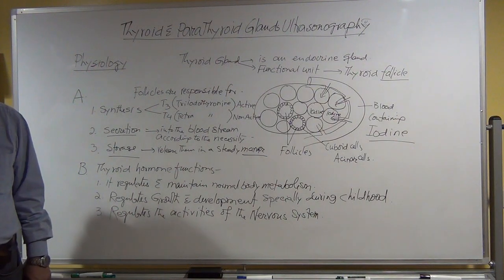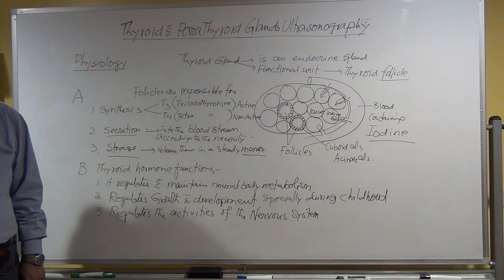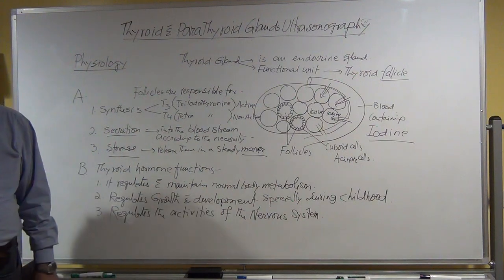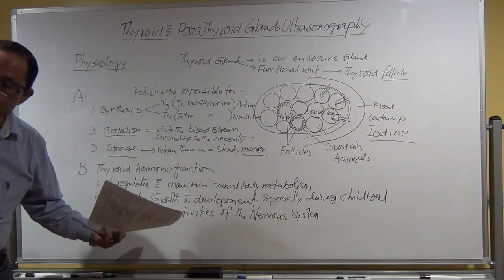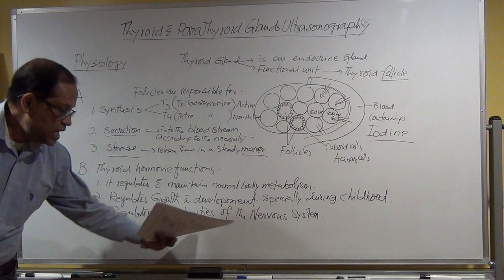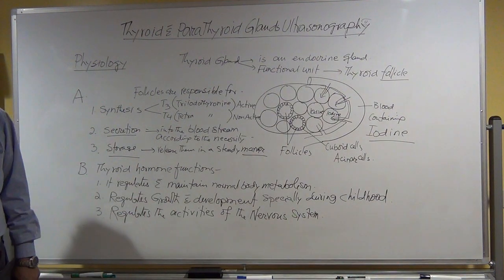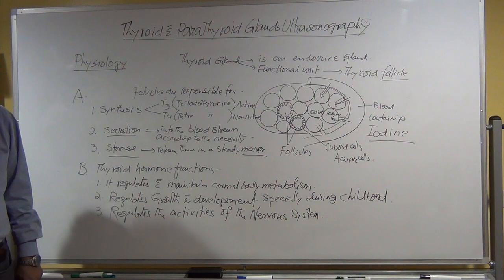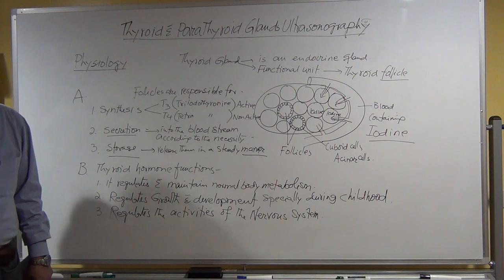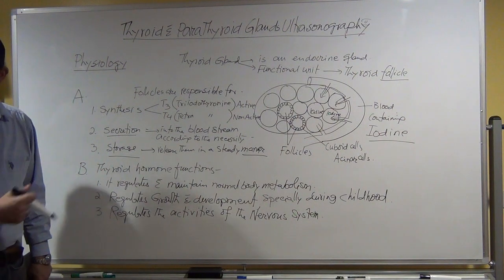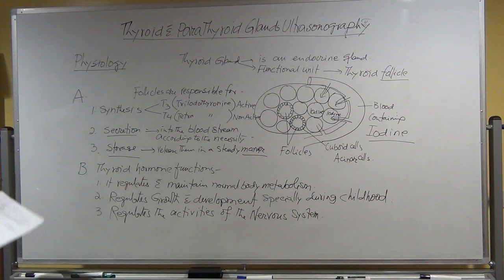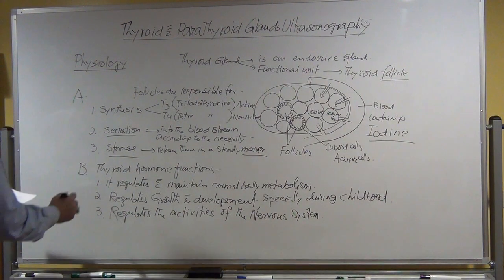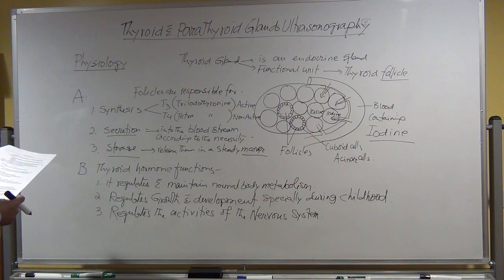What does it mean? Who controls our body? The brain, right? Brain is a nervous system. That means it regulates the activities. That means it controls the growth. It stimulates the growth of the nervous system. Some babies can be intelligent, can be non-intelligent. It depends on the thyroxine level too. See how important it is. So thyroid functions 1, 2, 3 are very important. Now I will talk about the thyroid stimulation.